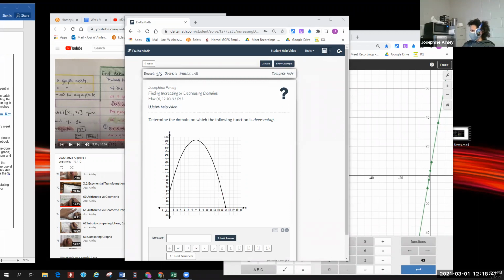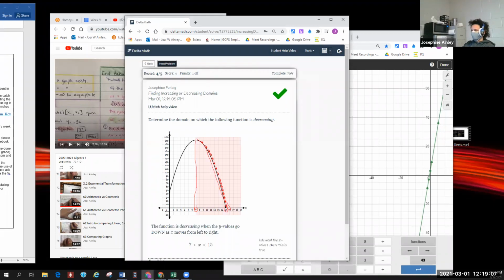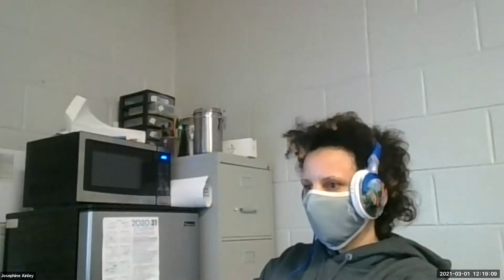All right, so determine where it's decreasing. So where's the graph falling? So around here, so that's around 7, and it's falling all the way to 15. And it includes both of those, so we're gonna do closed, 7 through 15. Okay, that's how you do your work.